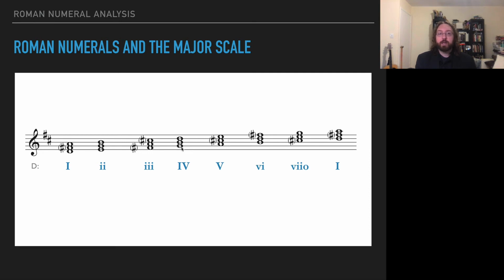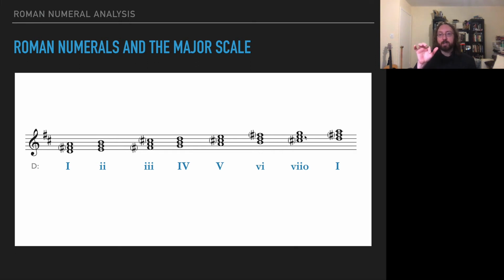4 is major, G, B, D, and it's built on the fourth scale degree, so we use an uppercase 4. 5 is also major, A, C sharp, E, so we use an uppercase 5. The chord that's built on scale degree 6 is minor, B, D, F sharp, so we use a lowercase 6. Here's the one that's different: scale degree 7, C sharp, E, G, is diminished.